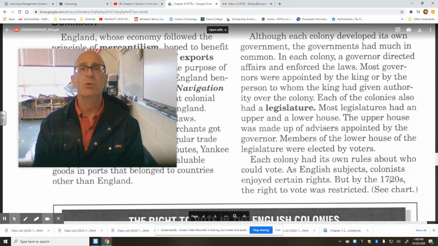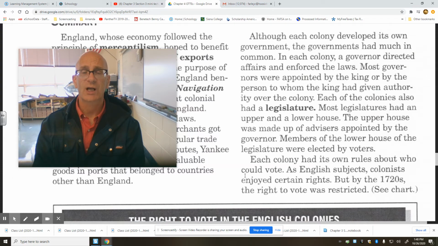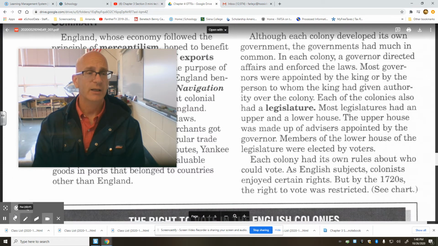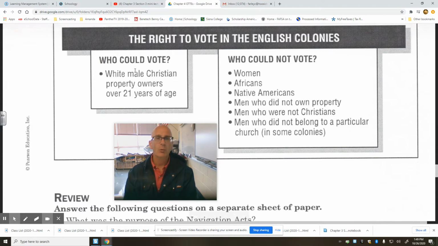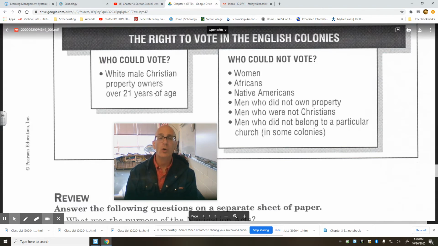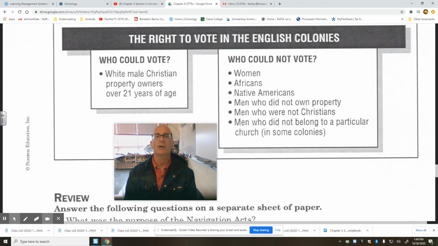But by the 1720s, the right to vote was restricted in the colonies. And we're going to talk about that in the chart right now. So looking at the chart, which is titled The Right to Vote in the English Colonies, who could vote? You've got white male Christian property owners over the age of 21.